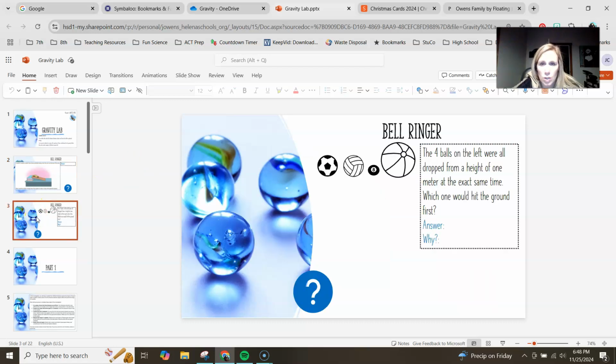You also have this question here. The 4 balls on the left were all dropped from the height of 1 meter at the exact same time. Which one would hit the ground first? You should answer that and explain why as well.